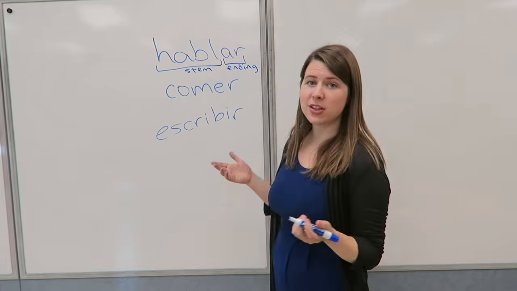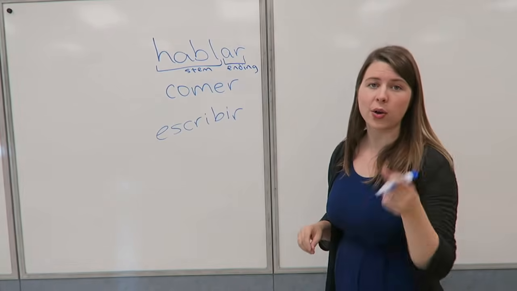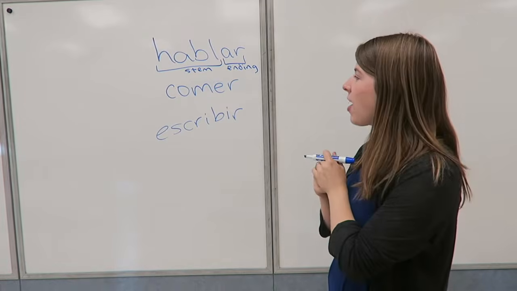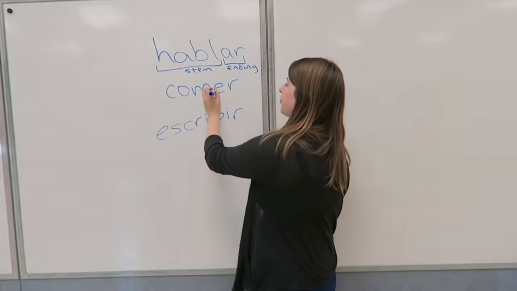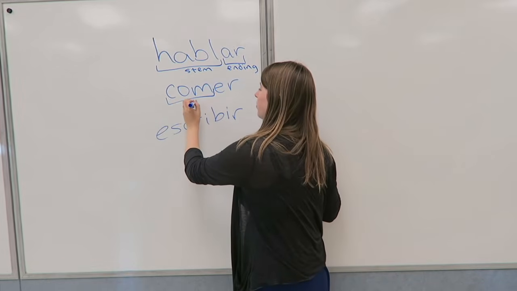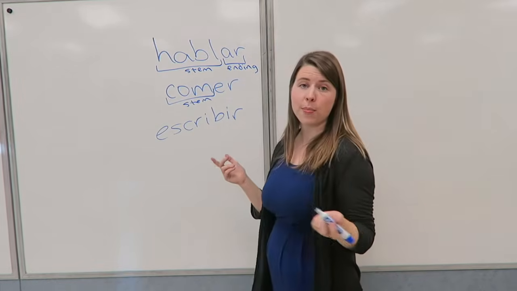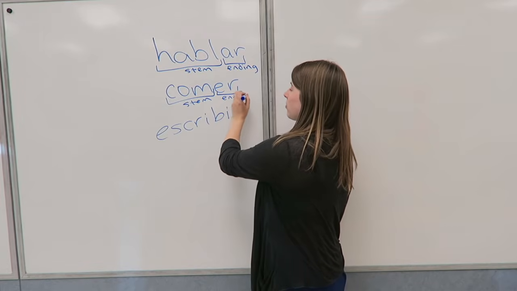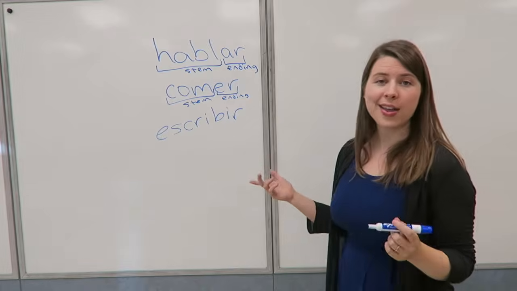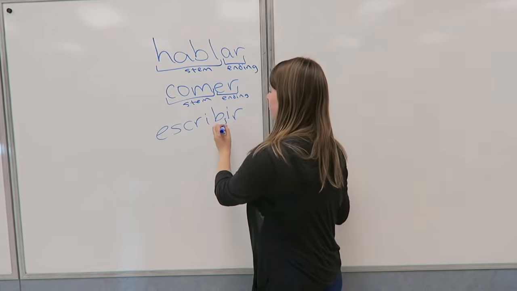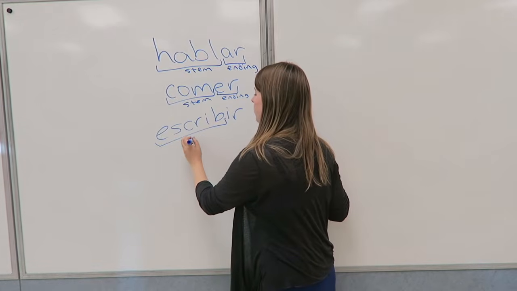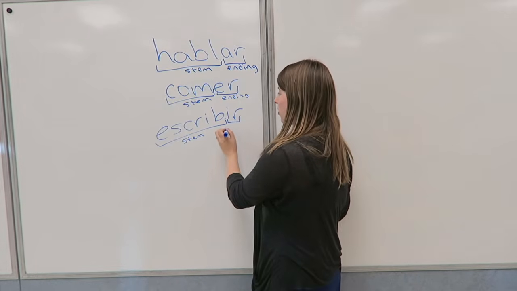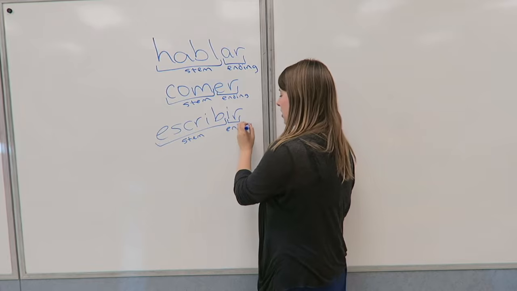As we go through each of these verbs, hablar we can break into habla and ar, which is our ending, ar. And then for comer, the stem is com, and the ending is er. And then for escribir, the stem is escrib, and then ir is our ending.